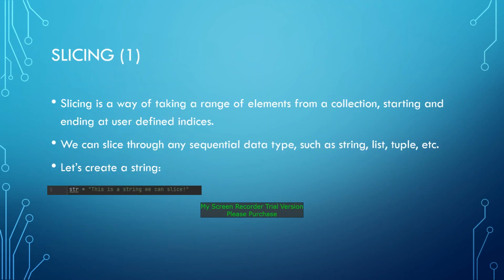Okay, so today we'll be looking at slicing, which is also a nice little feature of Python. So slicing is a way of taking a range of elements from a collection. So you remember a collection, it can be anything. It can be a list, a tuple, a set, a dictionary that we looked at. It can even be a string. A string is a collection of characters. Okay, so starting and ending at user-defined indices.